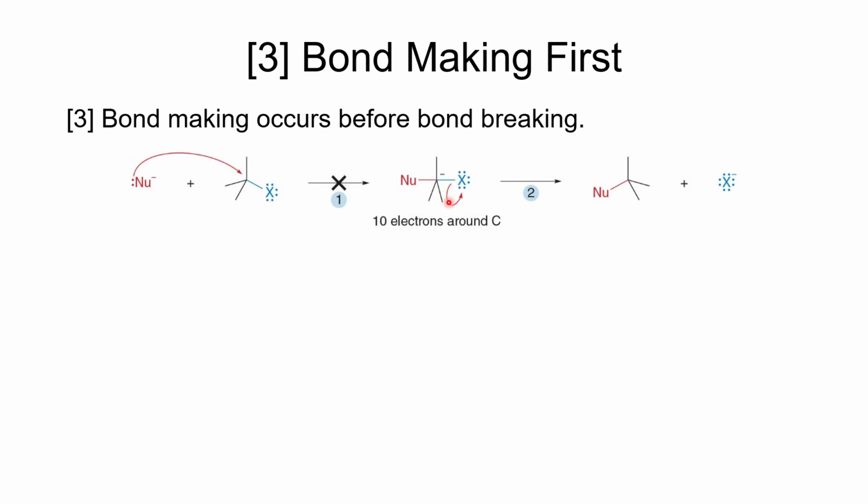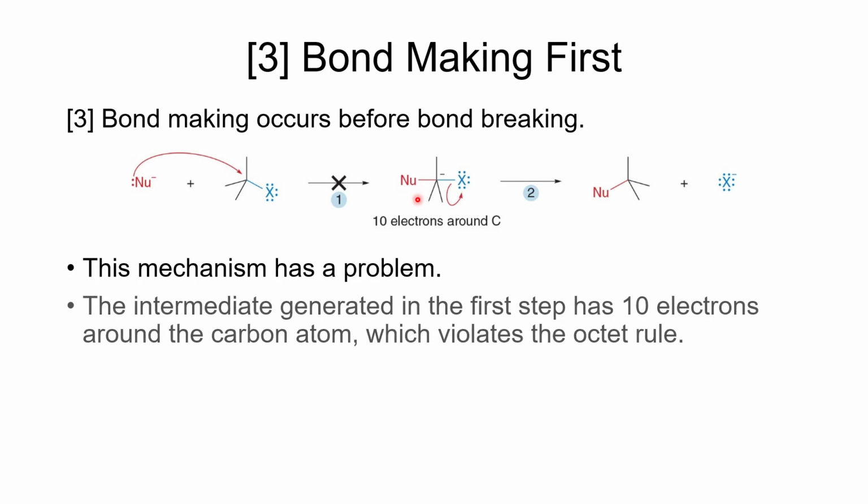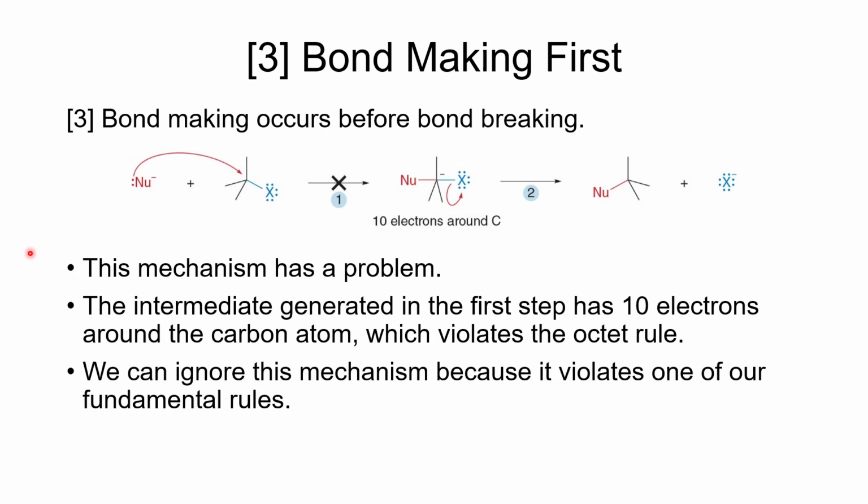We are not allowed in period 2 to have more than 8 electrons around the central atom. So it's just not possible to extend the octet of period 2 elements. The intermediate has 10 electrons around the carbon, which violates the octet rule. And just as a reminder, it is not allowed to violate the octet rule in period 2. So this particular mechanism is not valid. It violates one of our fundamental rules about carbon.